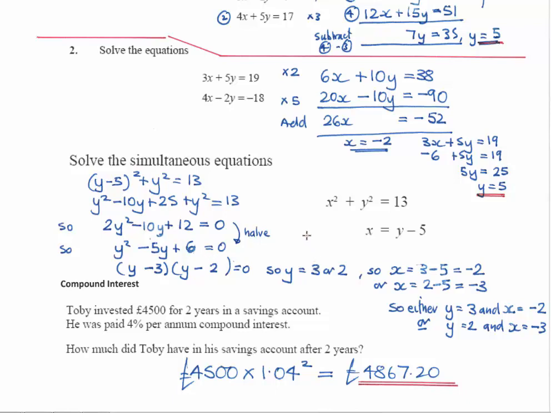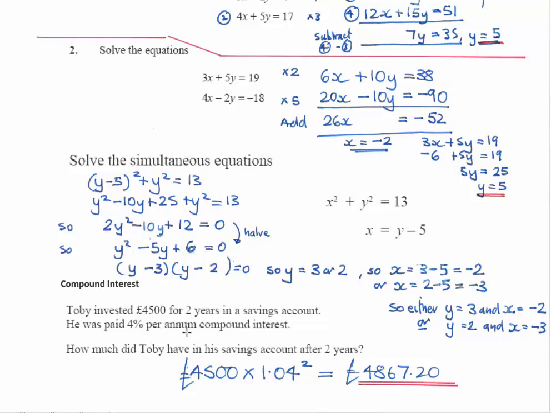And so a simple thing to do, first of all, to make it more simple, is to just half everything. So half of 2y squared is y squared, half of minus 10y is minus 5y, and half of 12 is 6. Okay, if it's equal to 0 before, when I half it, it will still be equal to 0. And I've done that because it's so much more simple. I can't always do that, but I can here.